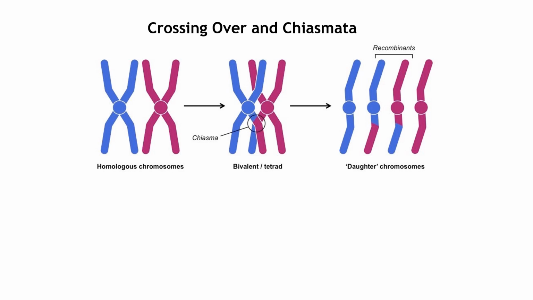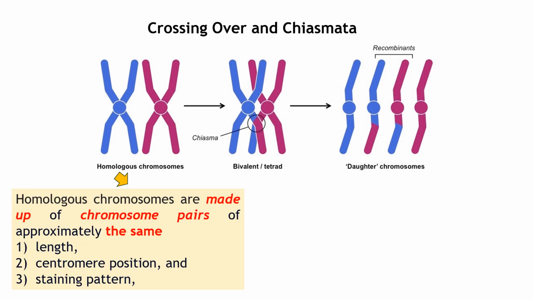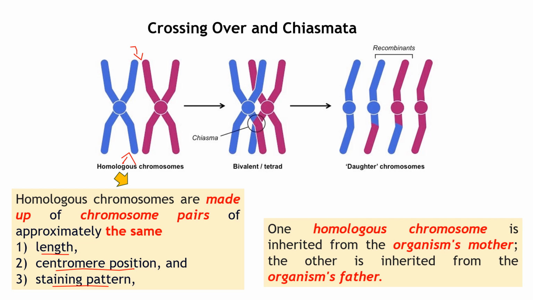Okay, so first thing is homologous chromosome. Homologous chromosomes, you can see it here, are pairs of chromosomes that look approximately the same. They look approximately the same in length and centromere position. And if you stain them, the G band patterns of the same genes will look very similar.